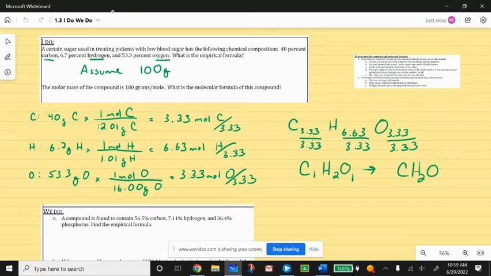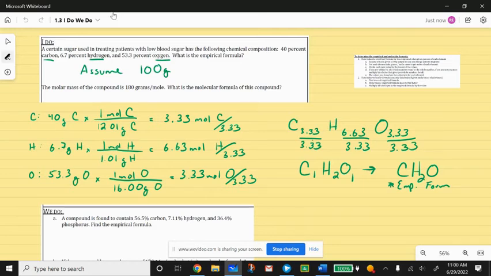Or in other words, it gives us an empirical formula of CH2O. Now, this is our empirical formula. I'm going to put that right here: empirical formula. That's our lowest whole number ratio.